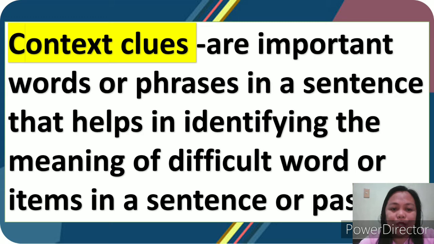Context clues are important words or phrases in a sentence that help in identifying the meaning of difficult words or items in a sentence or passage. The clue may appear within the same sentence as the word to which it refers, or it may follow in the next sentence. Because most of our vocabulary is gained through reading, it is important that we are able to recognize and take advantage of context clues.